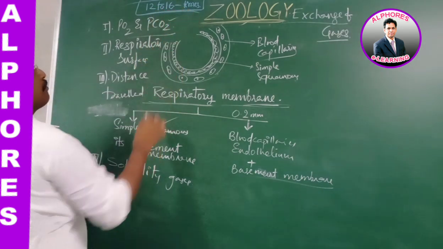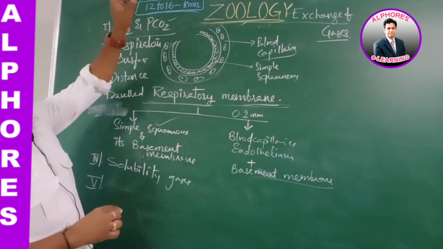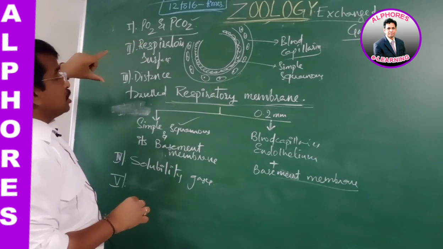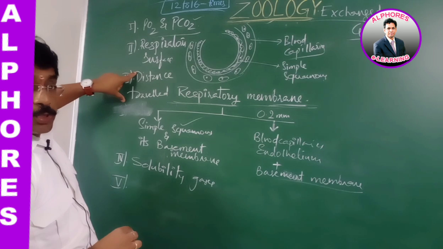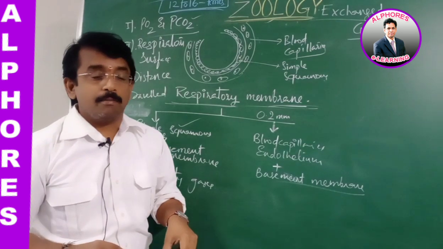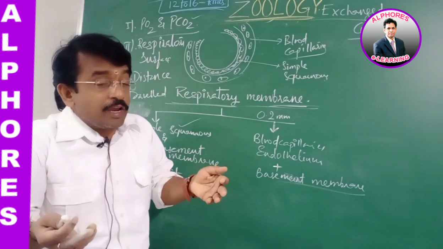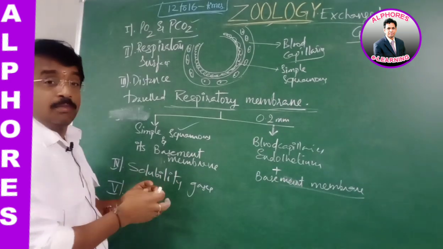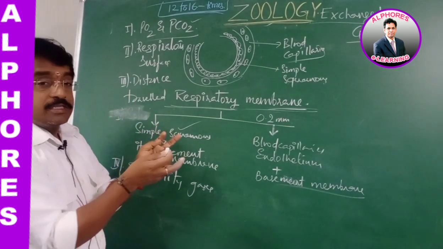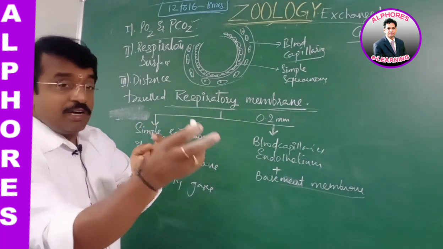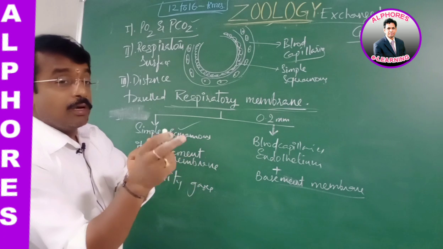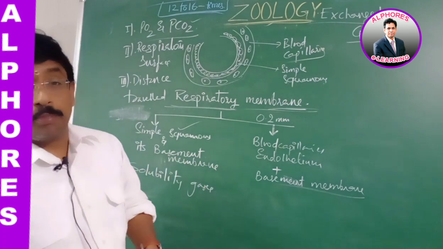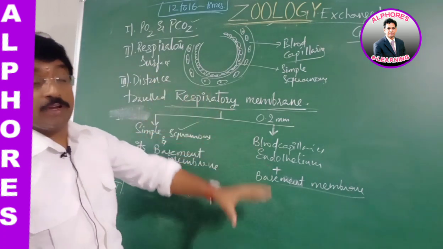The partial pressure of gases, that is both oxygen and carbon dioxide, respiratory surface area, distance traveled by gases, and the solubility of gases. The more the partial pressure of a gas, the more its solubility. And also, when there is more solubility and more partial pressure, the gas needs to travel distance. This is what it influences.